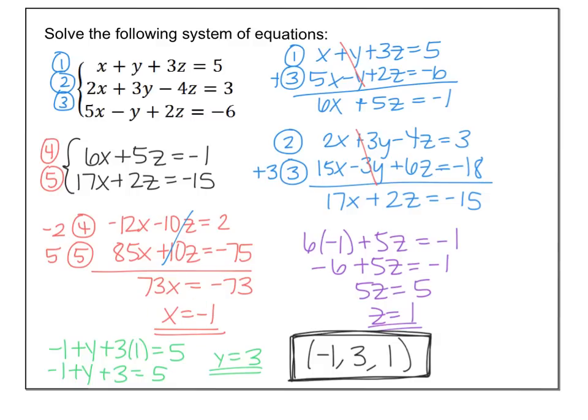So I had to go back from x into one of these equations. I solved for z. And then once I had x and z, I went back to one of these, plugged in, and found out what my y was. You might have canceled out different variables in a different order, but ultimately we're going to get the same answer of negative 1, 3, and 1.